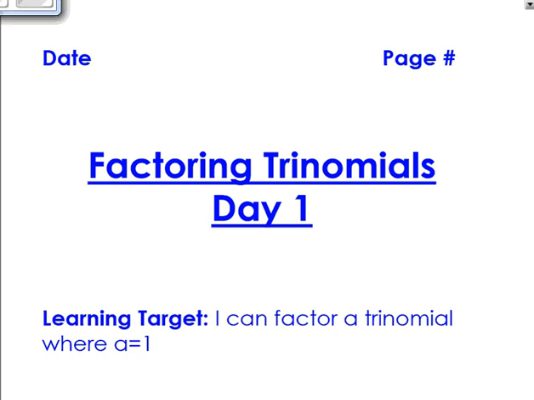Alright, so make sure you get your date, your page number, and your learning target. You get this all written down in your table of contents.